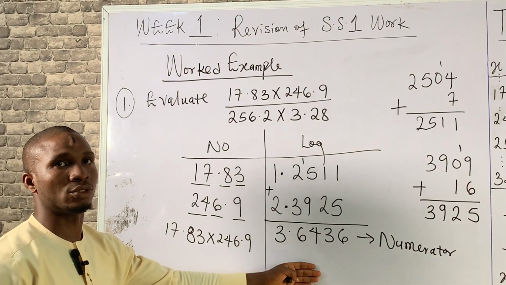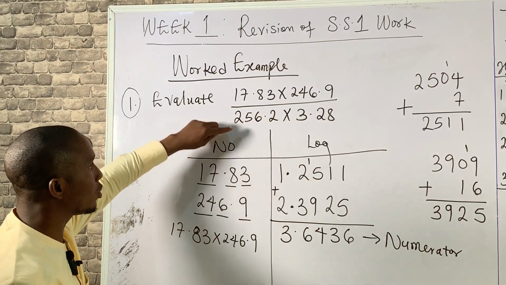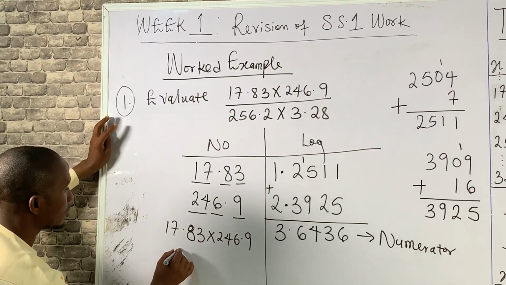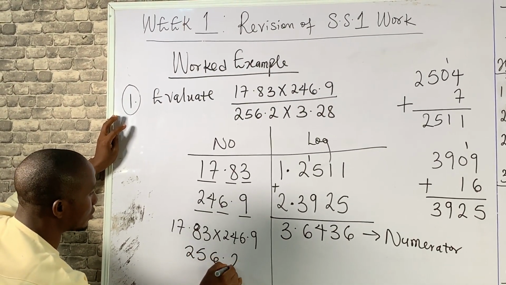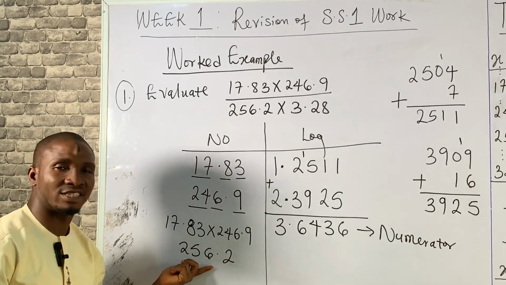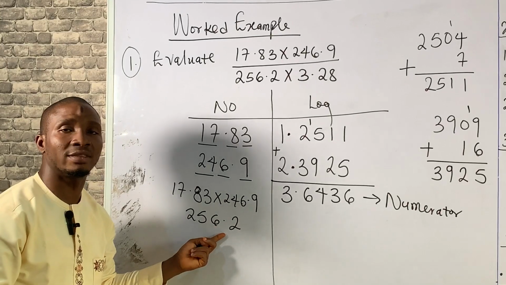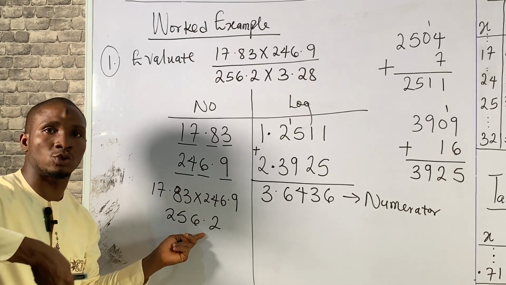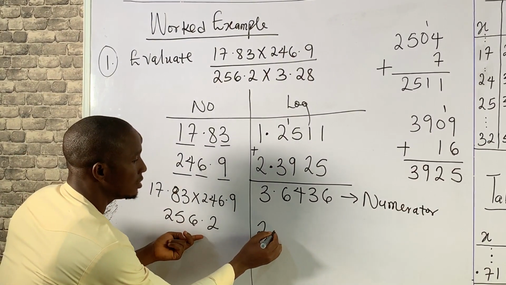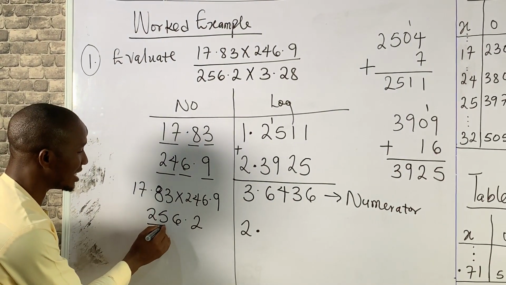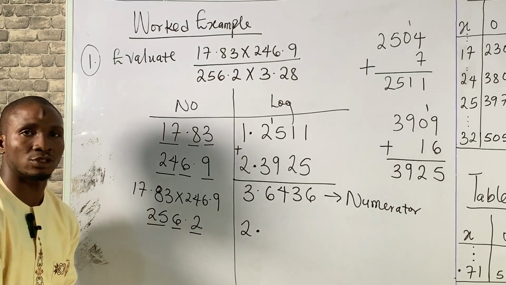Now, let's continue. Let's go back to the denominator. So we go to the question now. We have 256.2. The characteristics here is 3. That is, we have 3 numbers before the decimal point. You subtract 1, that will be 2. Then dot. You now use your logarithm tables to check 25 under 6 difference 2.